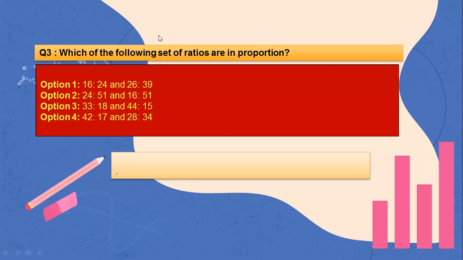Now there is a question from proportions. Which of the following set of ratios are in proportion? And the options are given. Option 1 is 16 is to 24 and 26 is to 39. Option 2 is 24 is to 51 and 16 is to 51. Option 3 is 33 is to 18 and 44 is to 15. Option 4 is 42 is to 17 and 28 is to 34.